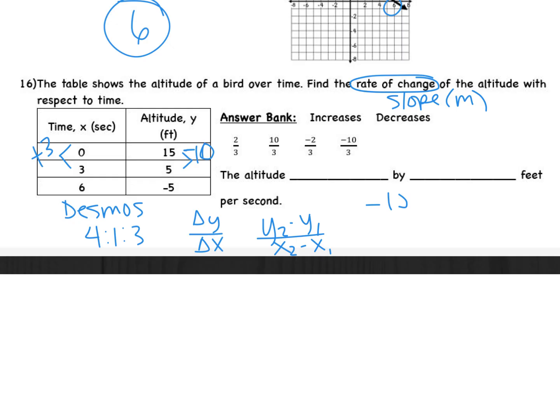It is negative 10 over 3 because, again, y over x. A handful of people are still flipping that. Be careful. So let's look at this sentence. The altitude, is it going up or down? It is going down. It decreases.